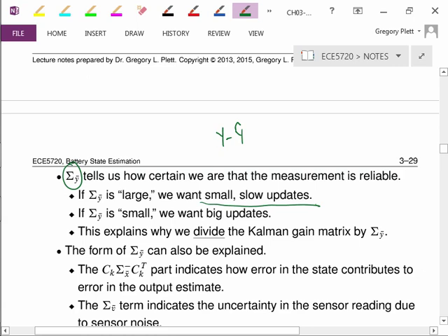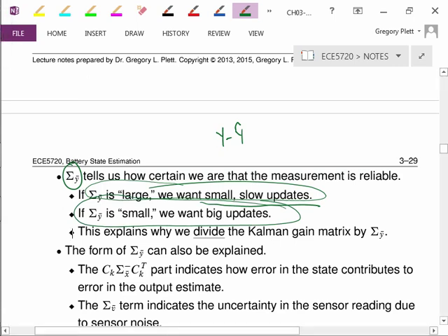So instead of multiplying by sigma y, I divide by sigma y. If I divide by a big number, I get a small number. So if I have a large sigma y, that's going to give me a slower update, a smaller L. And if I have a small sigma y, I'm going to have a faster update, a bigger L.